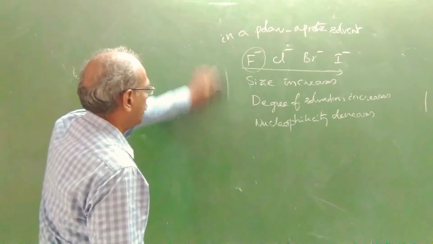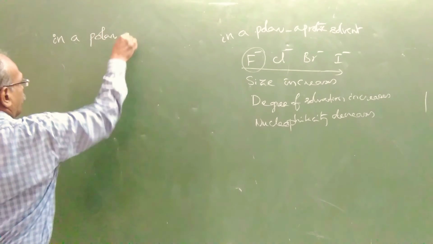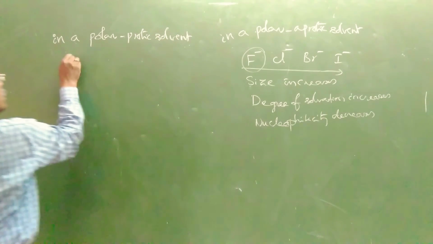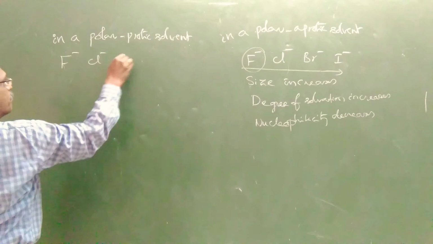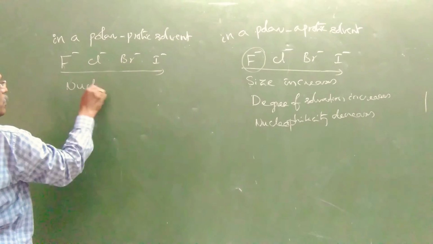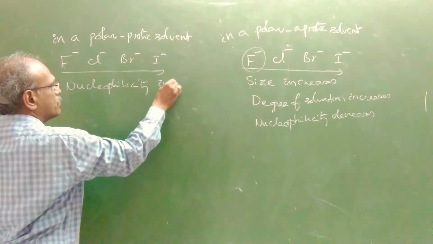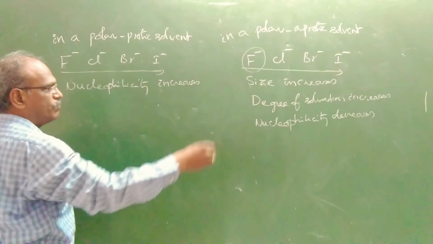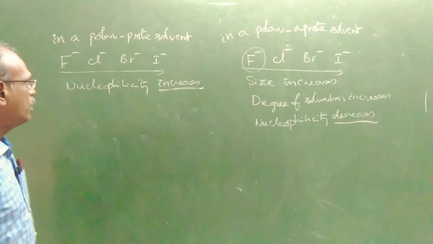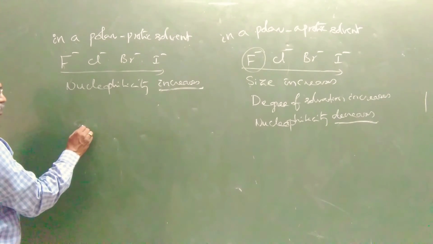Now see, what does it mean? Let's write once again. In a polar protic solvent, F minus, Cl minus, Br minus, I minus. Left to right, what's happened? Nucleophilicity increases. See, completely reversed for that. Here it decreases, here it increases. Okay. So let's take one question here.